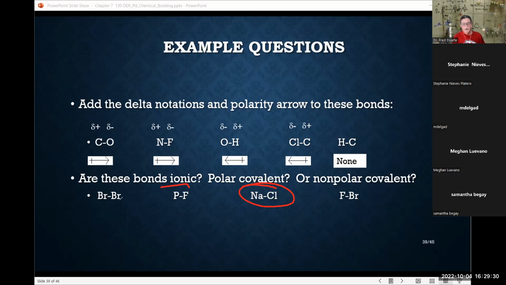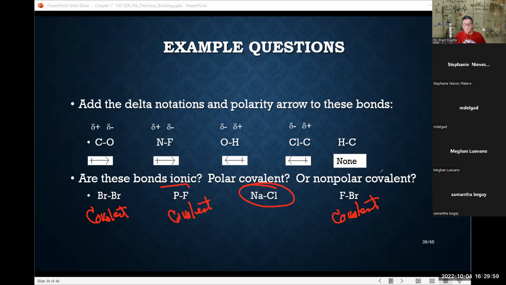We got BR, bromine, obviously two nonmetals. So that is covalent, no questions there. Phosphorus fluoride, two nonmetals, covalent, okay? Fluorine, fluoride, and bromide, again, covalent. So right now, all we're doing is distinguishing between covalent and ionic.